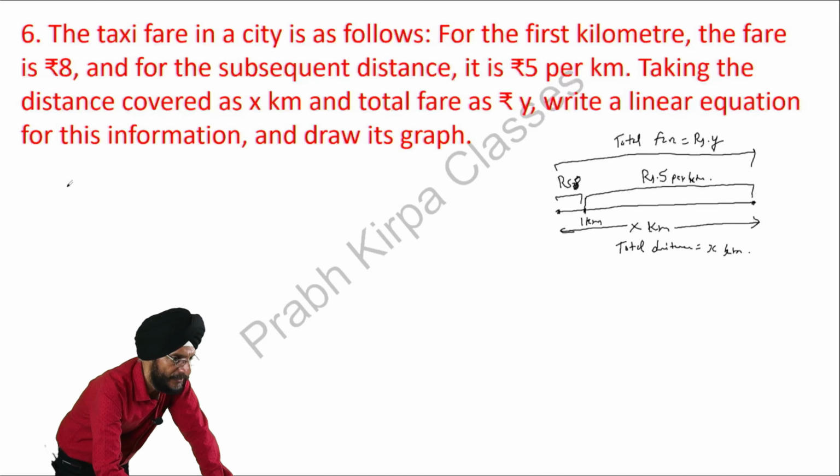Now we will write it here. What is given first? Total fare, total distance. Total distance x kilometer, total fare y. Now what is given? Fare for first kilometer. First kilometer it is rupees 8.